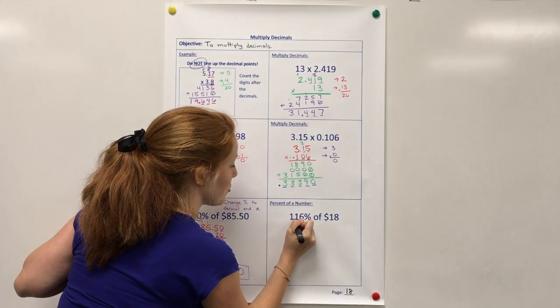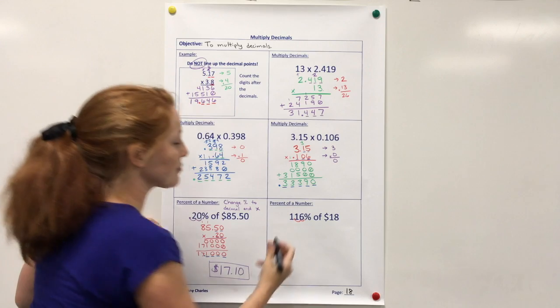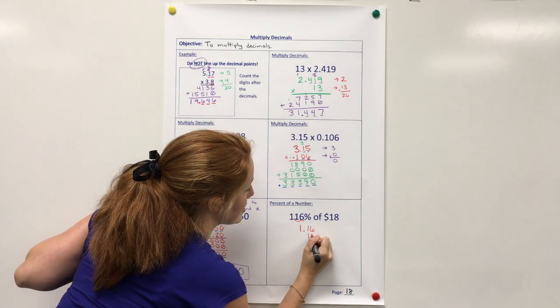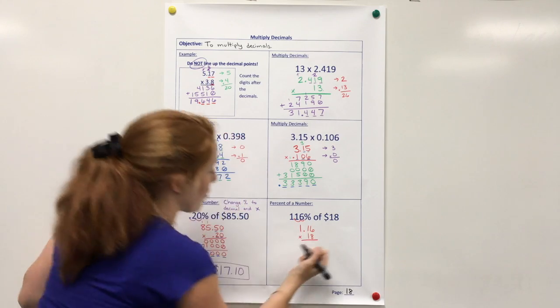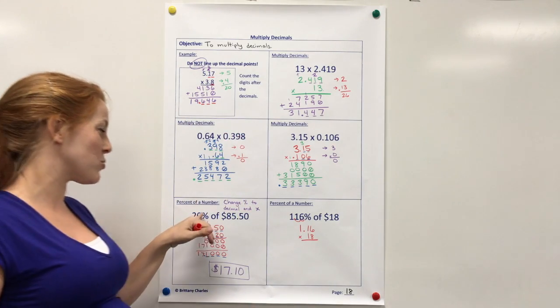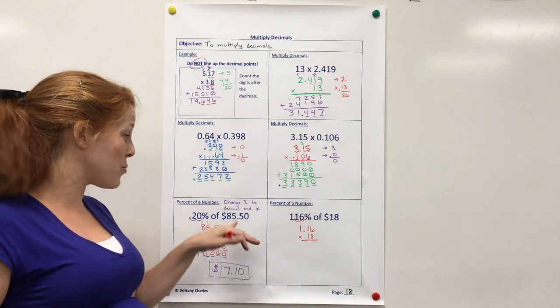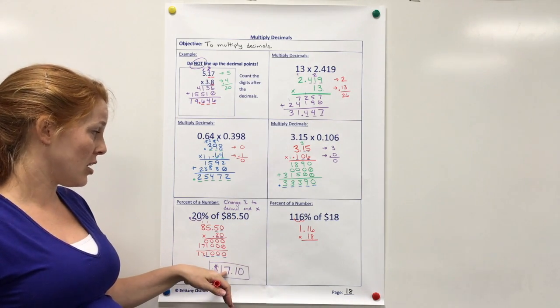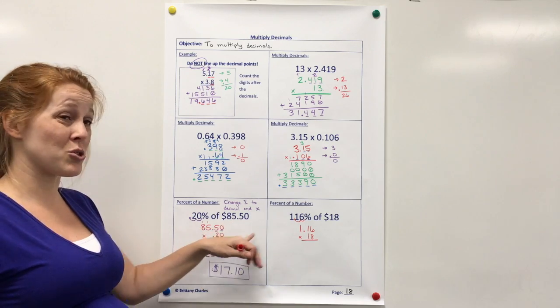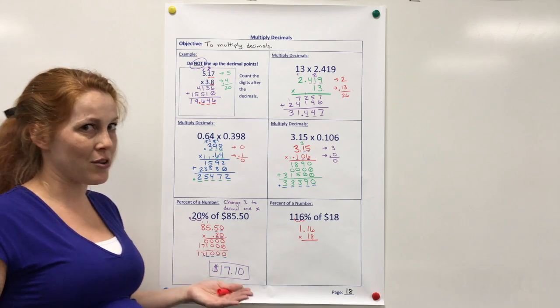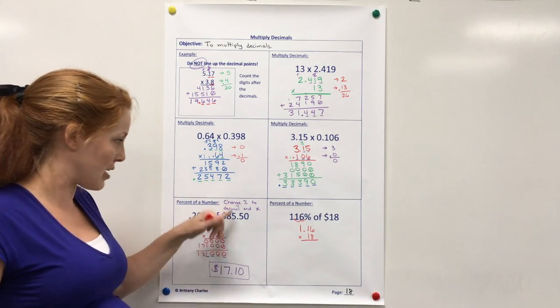Percent to decimal, to the left we roll. 1.16 times 18. Now, it's important to realize that on this one, 20% is relatively small. So I knew my answer should be something small, so that makes sense. This is close to 100, and this is close to 20. 20% of 100 would be 20, so that makes sense.